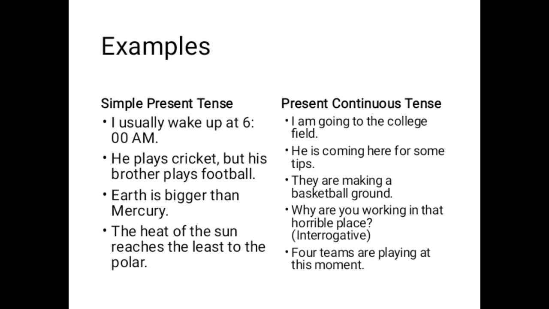You get it now. Then the present continuous tense, here are the examples. I'm going to the college field. So this is an action that is ongoing. He is coming here for some tips. They are making a basketball ground. Why are you walking in that horrible place? This is for an interpretive statement. Four teams are playing at this moment.